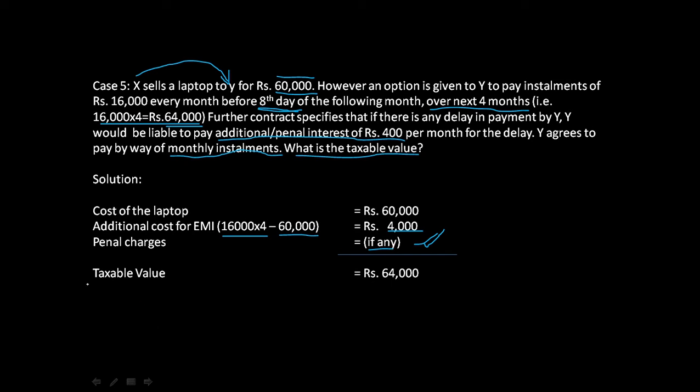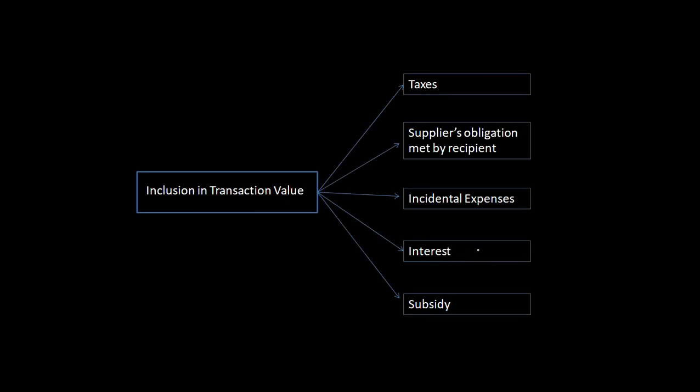The taxable value comes to 64,000. Why? Because it has included that interest amount. Had there been any penalty amount, it would have included that as well. The taxable value would have increased by that amount as well. So over here in this question the taxable value is 64,000. So we have discussed interest as well. So we have discussed all of this.